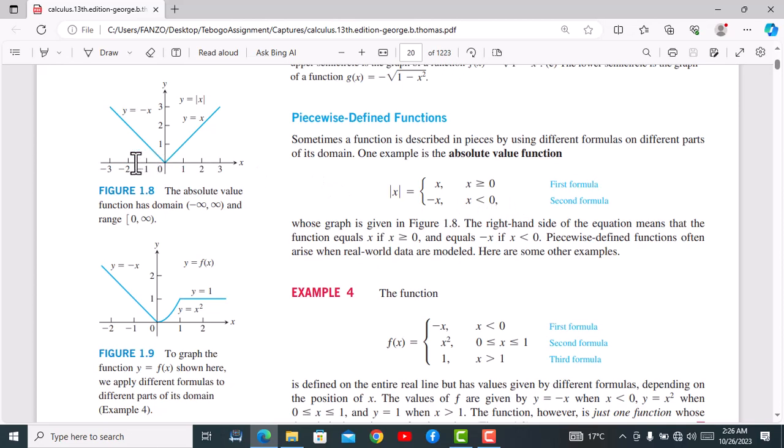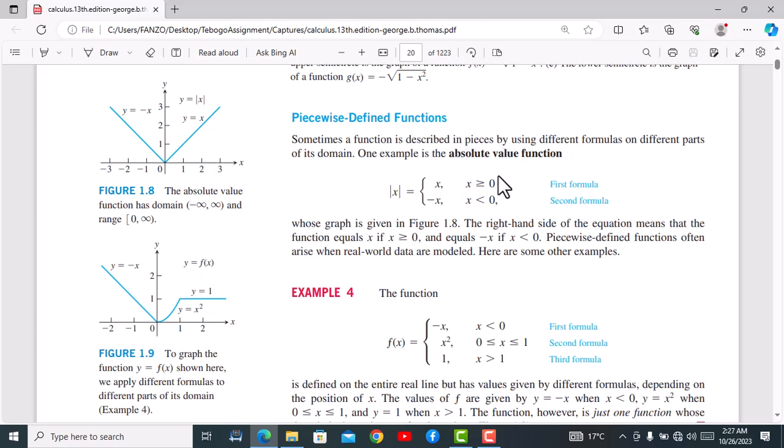And where are the values of x that are negative? Those ones. So we have taken the full function y equals the modulus of x, and we are defining it in pieces, the first piece and the second piece, and this is how we write it. Very, very important that we understand that, right?